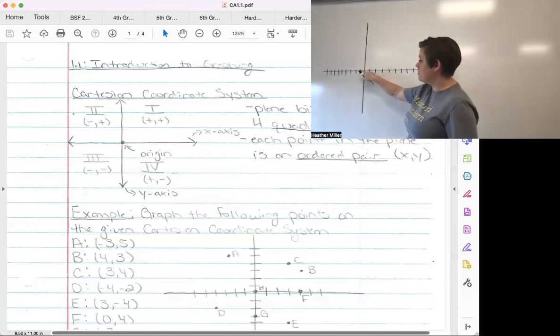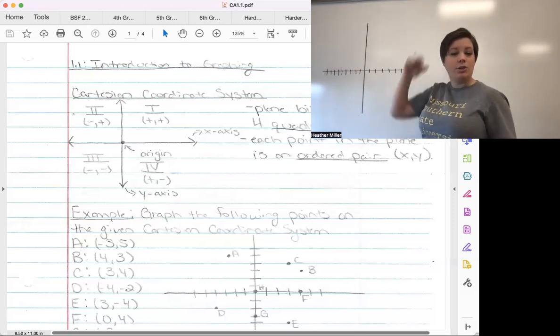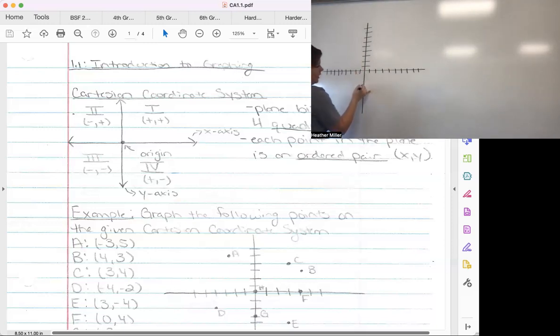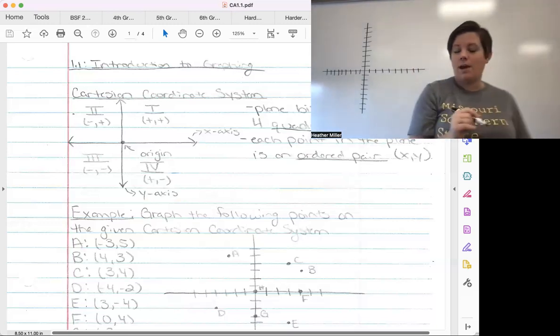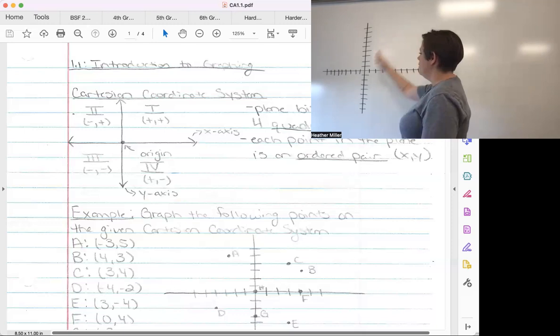Again, right here in the middle is our origin, that's 0. But then as you move up, you get your positive y values. So you're going to have +1, 2, 3, 4, and so on. And as you move down on your y-axis from the origin, you'll have your negatives, -1, -2, -3, and so on.